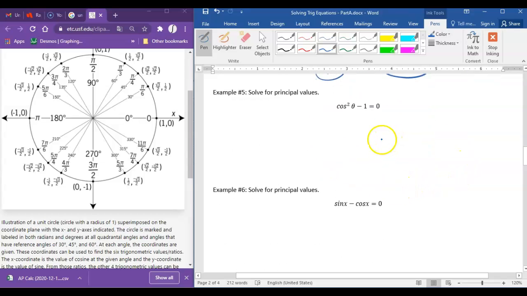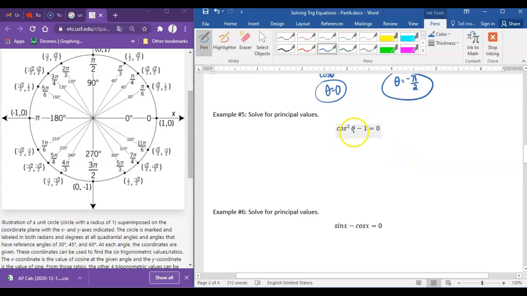For a problem like number 5, we've got cosine squared theta minus 1 equals 0. So cosine squared theta would equal 1. And so remember, this is cosine of theta squared. So if we want to get rid of that square, we could square root both sides. When we do that, we're going to have cosine of theta equals, remember when you square root both sides of an equation, you have to put the plus or minus with your answer there. So we're looking for where cosine is either positive 1 or negative 1.